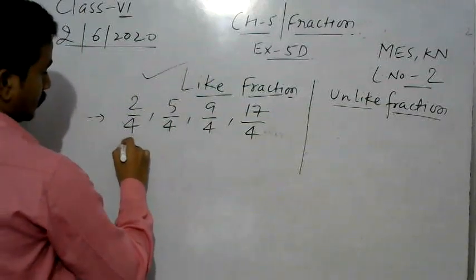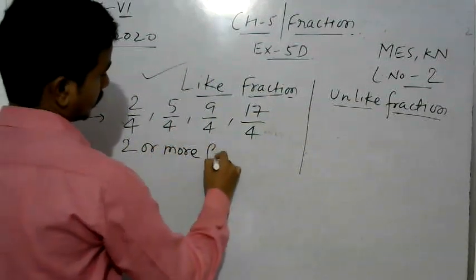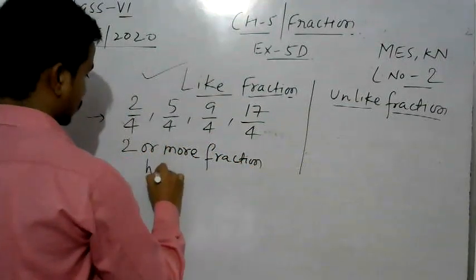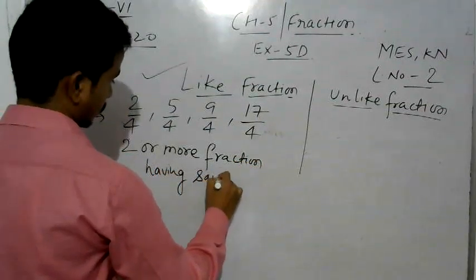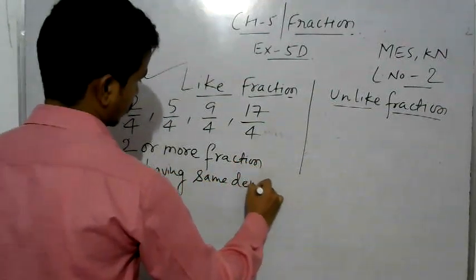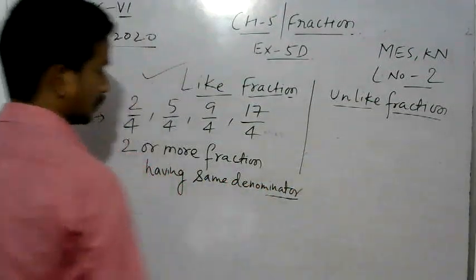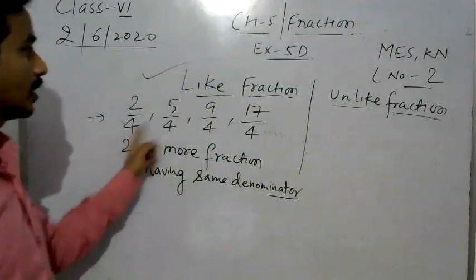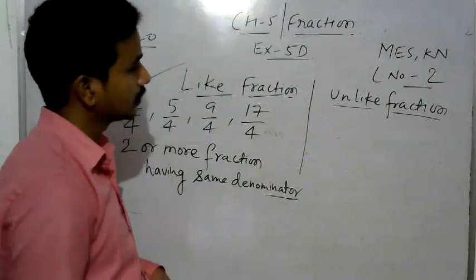Having two or more fraction having same denominator. Okay, two or more fraction having same denominator is known as like fraction. And what is unlike fraction?